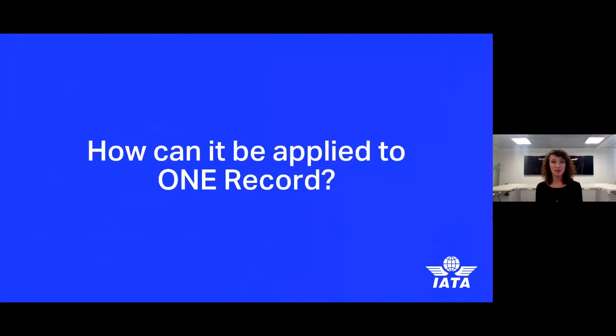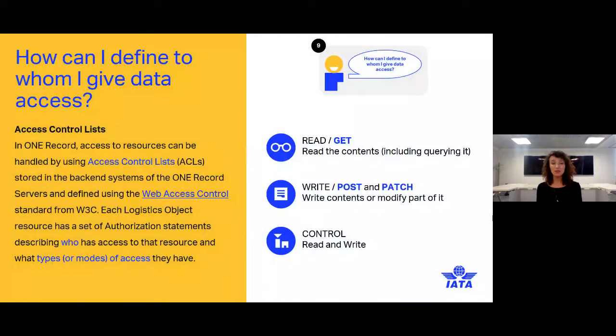So how can we apply this to One Record? For that, we have defined what we call the access control list. This is something inspired by the web access control standard from W3C. It was not invented by us. We have reused their work on the subject. So in One Record, access to resources can be done using access control lists stored in the backend system of the One Record servers. Each logistics object resource has a set of authorization statements describing who has access to that resource and what types or modes of access they have.